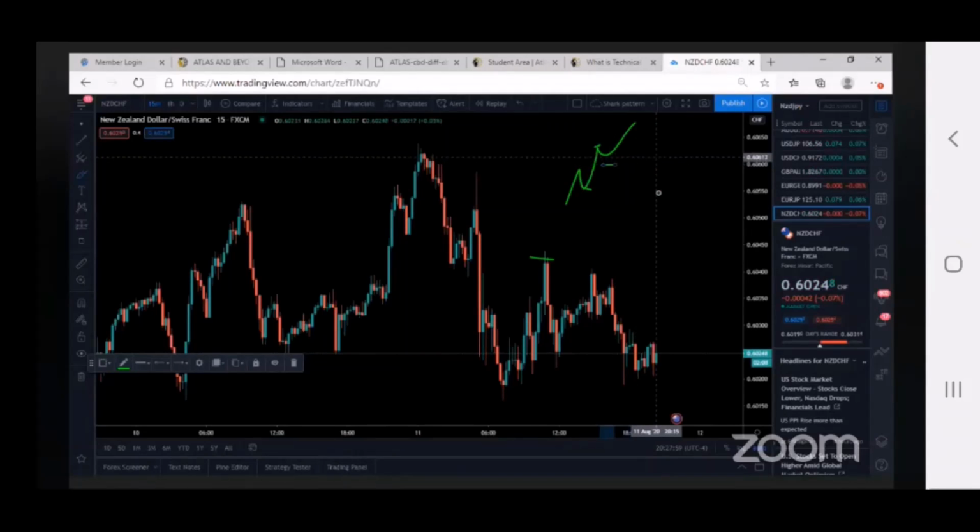You have a high, it goes down, you have a lower high, then it makes a lower low, it makes a lower high. So that creates a downtrend. I don't have my mouse, so the drawing on here is kind of whack.